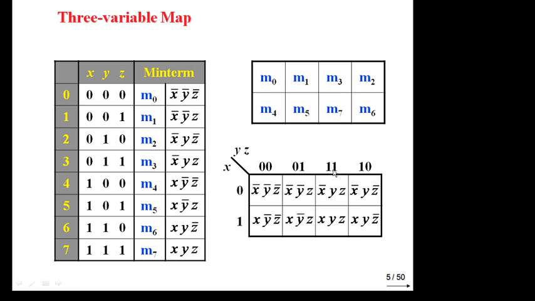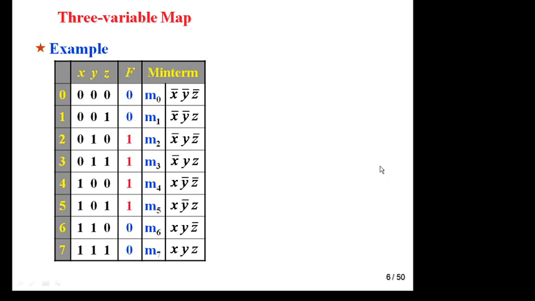Why not 1 0 here and then 1 1? Because going from one cell to the next cell, only one variable should change, so it is using gray code. 0, then 1, then 3, then 2. That's why we are writing 1 1 here and 1 0 here. Now only one variable is changing. In 0 0, 0 1, only one variable is changing. In 1 1, 1 0, only one variable is changing. Okay.